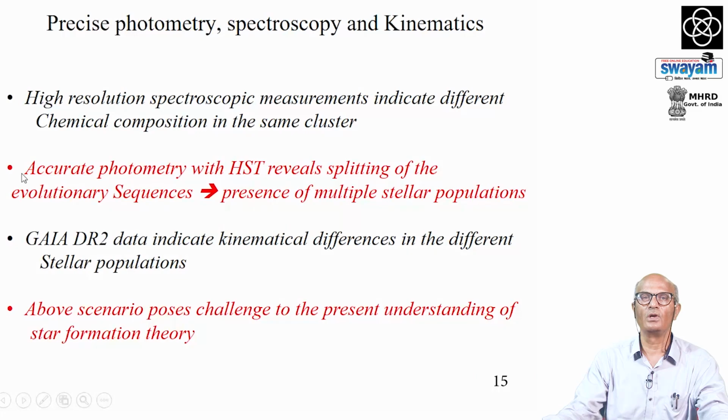So, if I would like to conclude whatever I talked about, then I can say that the precise photometry, spectroscopic and kinematics information taken with telescopes like the Hubble Space Telescope, or high resolution spectra taken from ground based observation, and precise kinematic information taken from Gaia, all these indicate the following interesting results. High resolution spectroscopic measurements indicate different chemical composition in the same cluster. In the same globular cluster, it is found that they have different chemical composition.